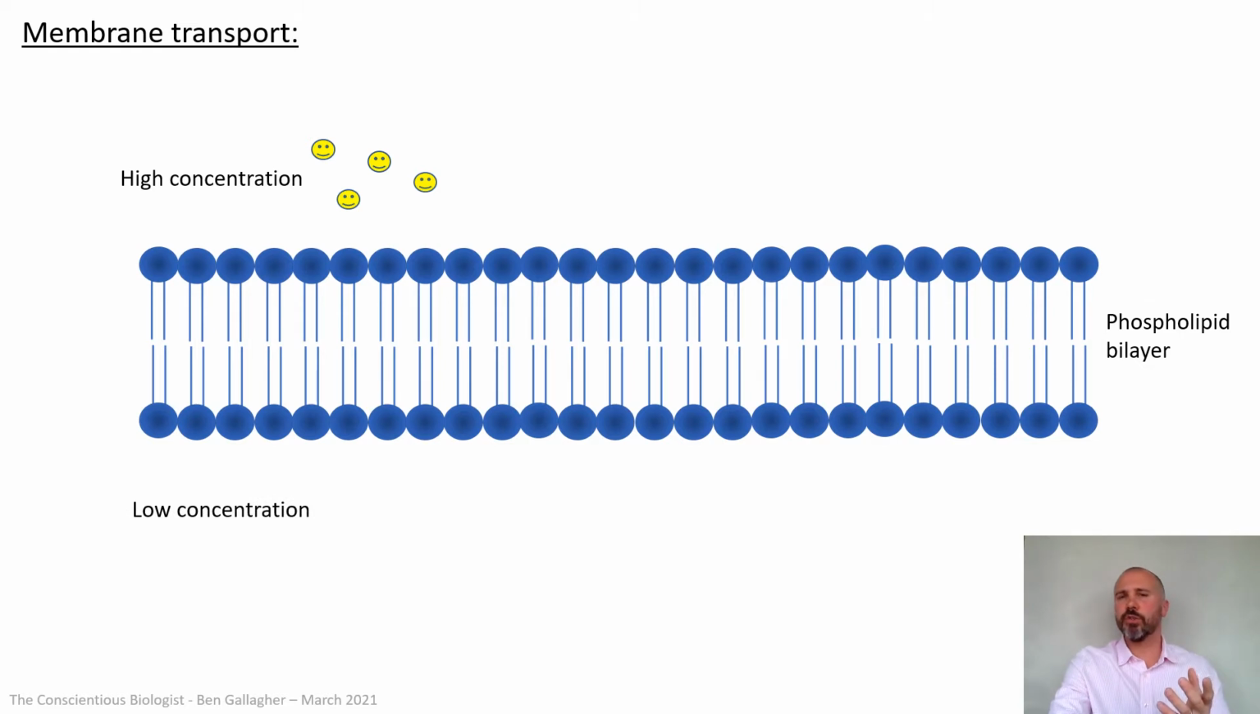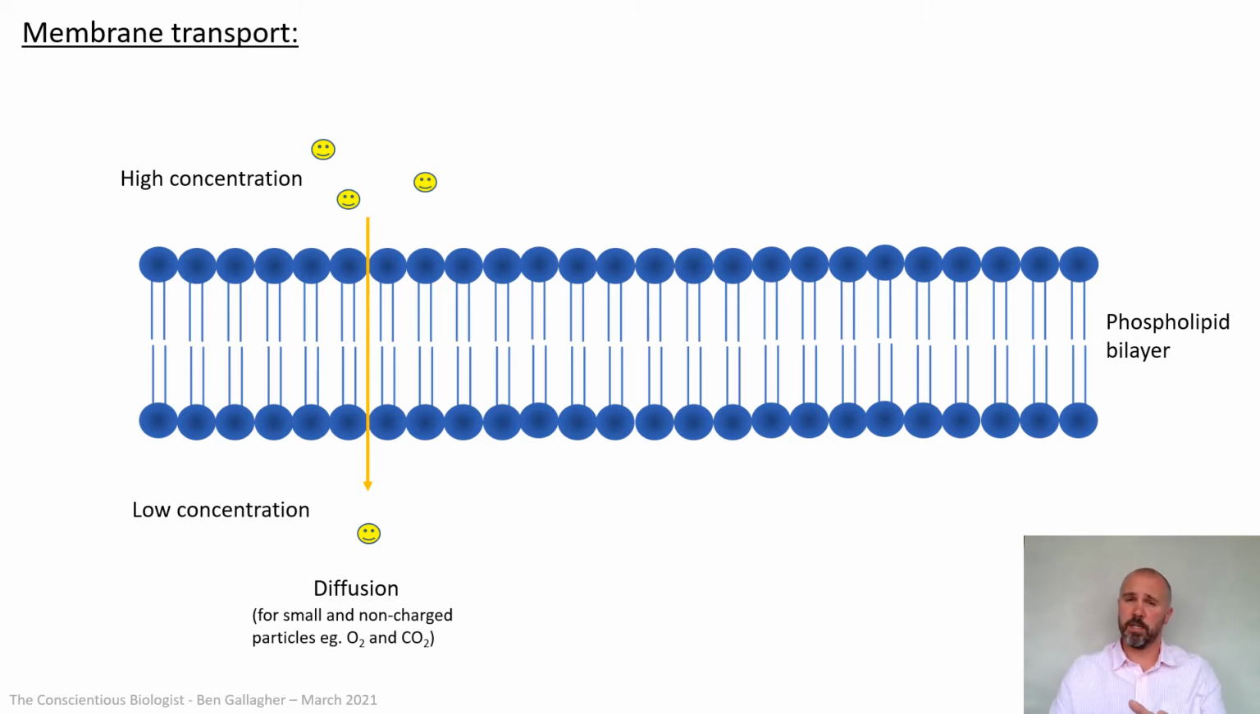Now, if you've got a high concentration of things on the outside, or above this line, and a low concentration on the inside, and you've got particles like these little yellow smiling faces, if they're high on the outside and low on the inside, then they might be able to just diffuse directly through the phospholipid bilayer. That's just basic diffusion, but that can only happen if those particles are small and non-charged. If they've got a charge, so a positive or a negative charge, they can't just move through the membrane. And if they're big, they'd be too big to push their way through.